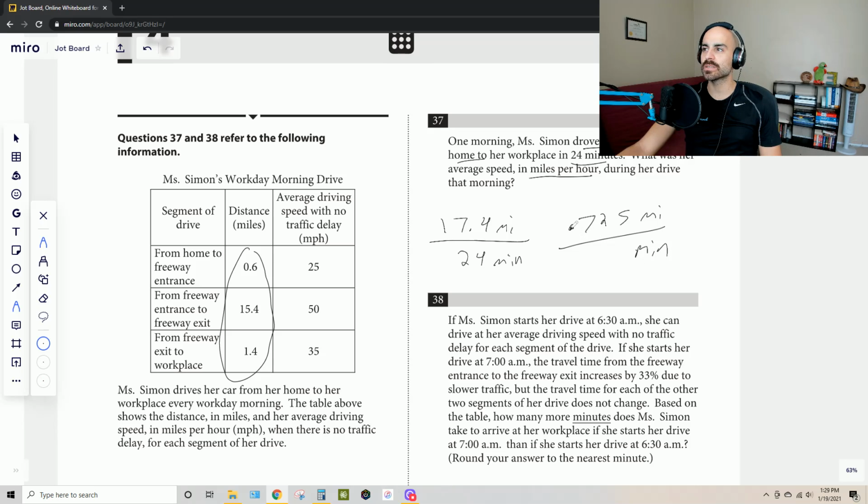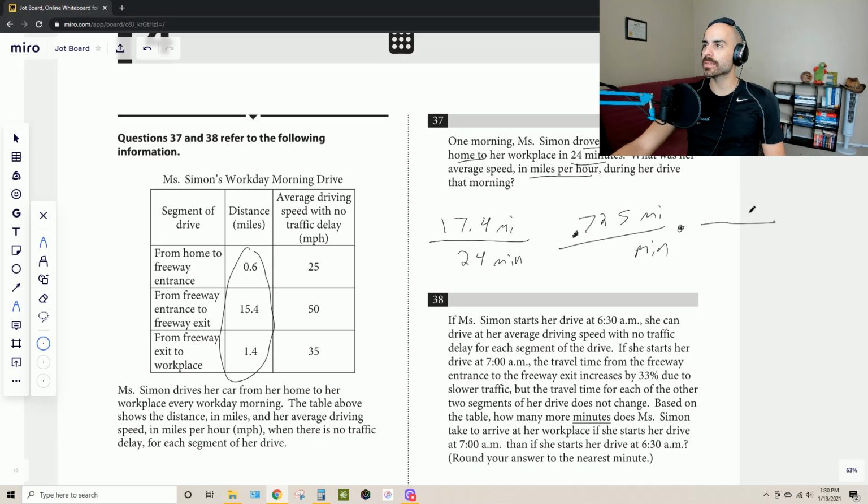Now, when we think about how fast someone drives in real life, we can see that the SAT doesn't give us crazy values compared to real life. So if you were thinking that this was miles per hour, going 0.725 miles per hour would definitely be a red flag that maybe you made an error. And then dimensional analysis would tell you how to properly convert it. So we want to get rid of minutes and go to hours. Well, how do we do that?